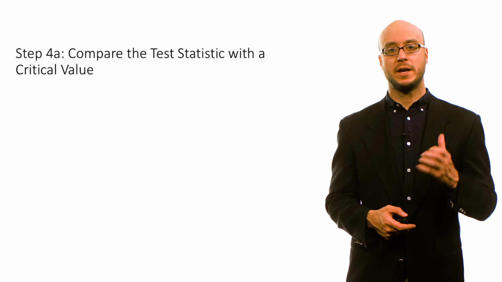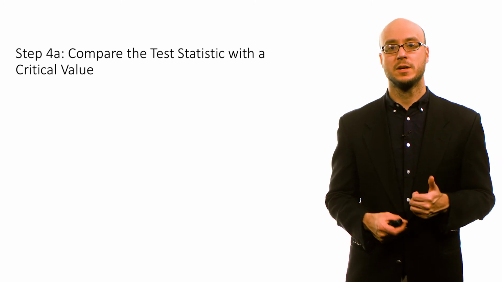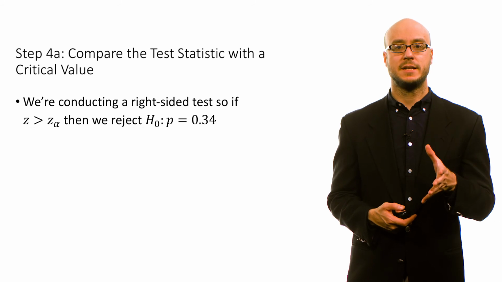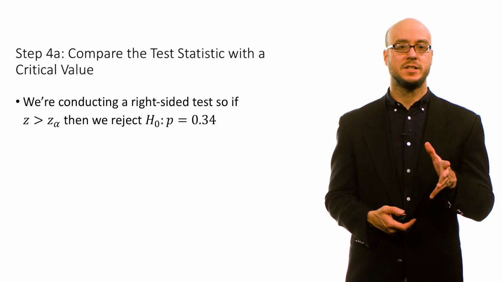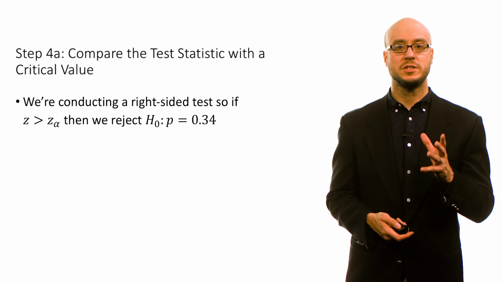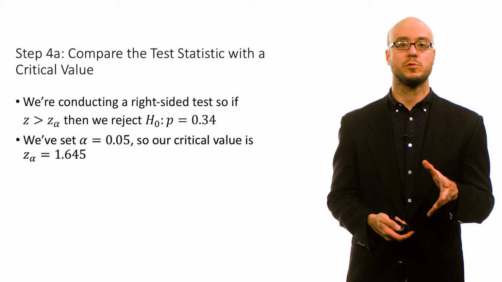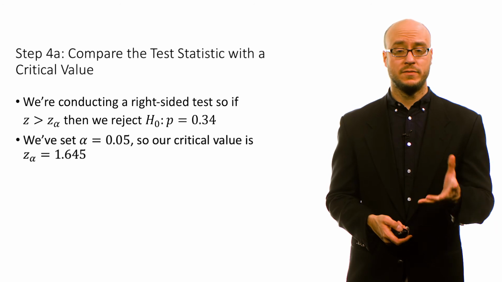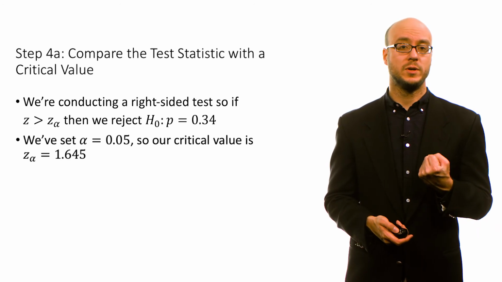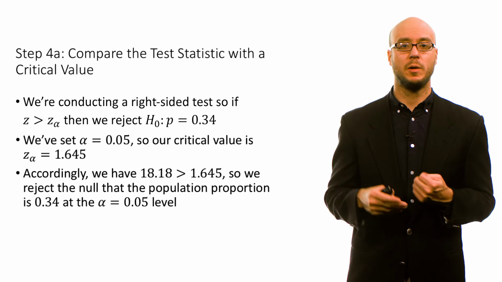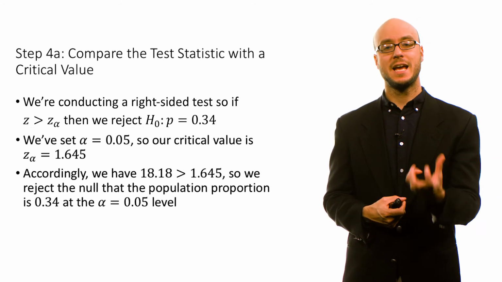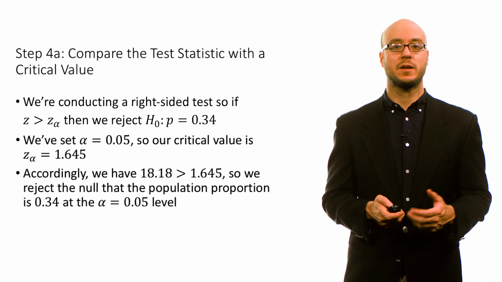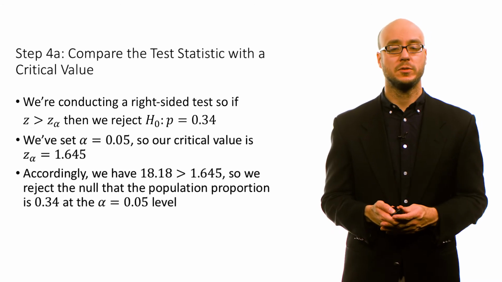For step 4a, we can compare the test statistic with a critical value to make a formal decision about the null. So we're conducting a right-sided test, so if our z-test statistic is greater than z alpha, we're going to reject the null, that the population proportion is 0.34. With an alpha of 0.05, the critical value is 1.645. That's the benchmark by which we compare our z-test statistic. Since 18.18 is much greater than 1.645, we reject the null at the alpha 0.05 level.